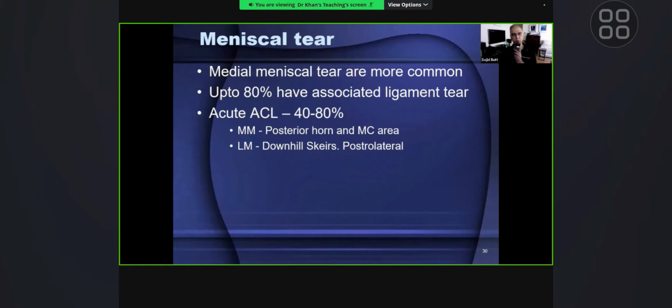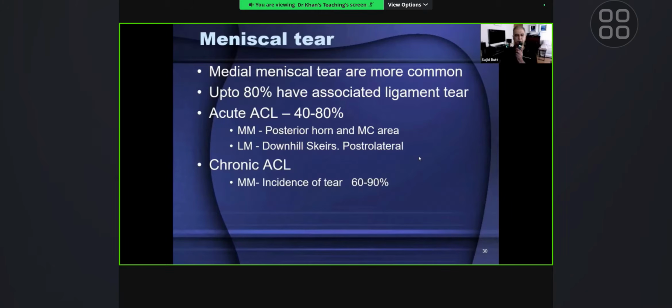In cases of acute tear of the anterior cruciate ligament, the medial meniscus posterior horn and the meniscocapsular area of the medial meniscus can be torn in up to 40 to 80% of cases, whereas a lateral meniscus tear tends to occur more commonly at the posterolateral corner.